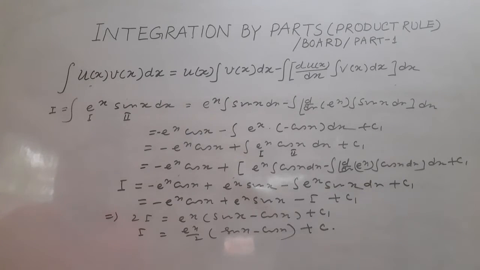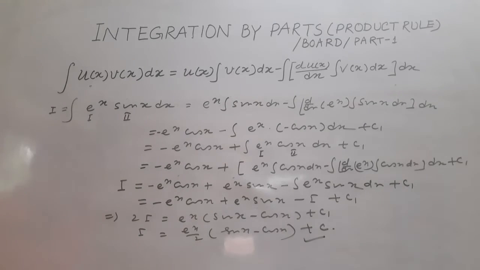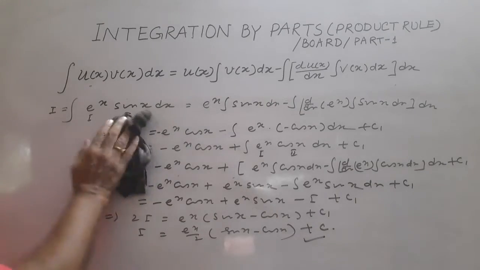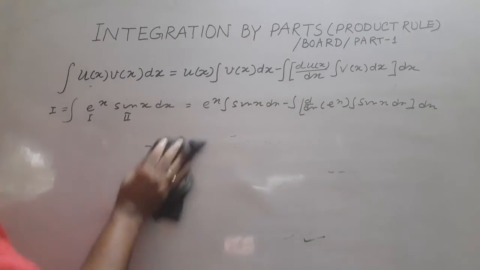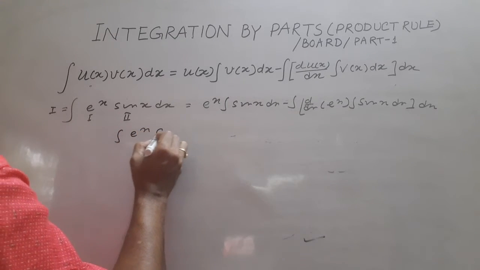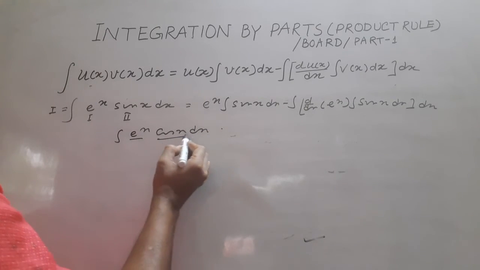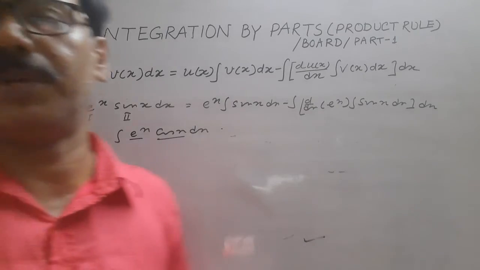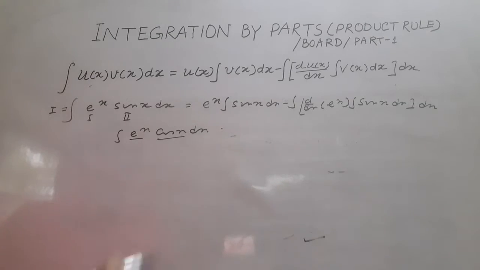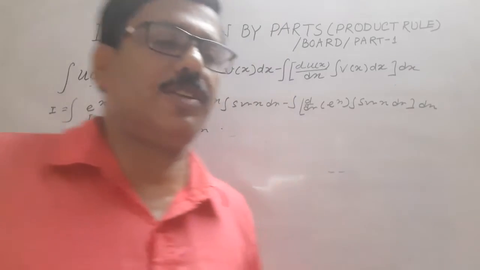E to the power x sin x. So this is our answer. So similarly, if we get e to the power x cos x dx, look, this is integrable, this is integrable, and none can be finished by repeated differentiation. So we can consider any one as first function and use repeated integration.